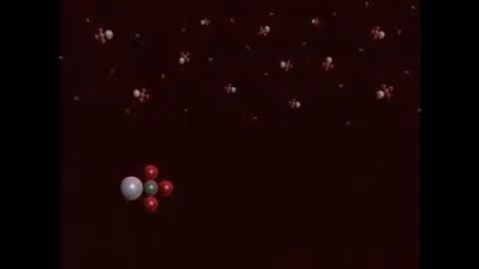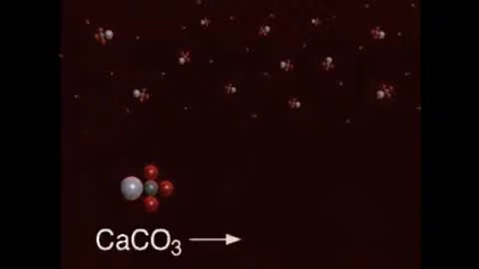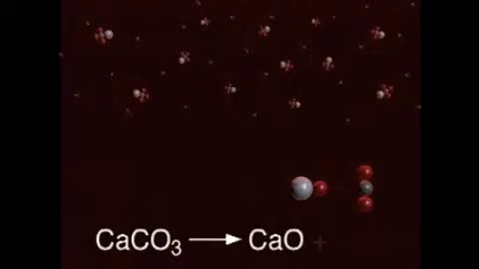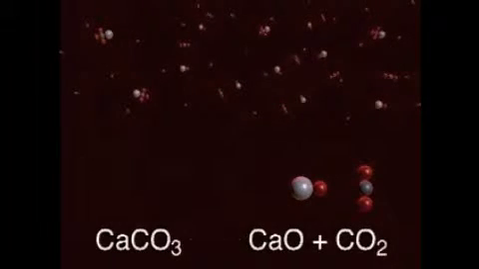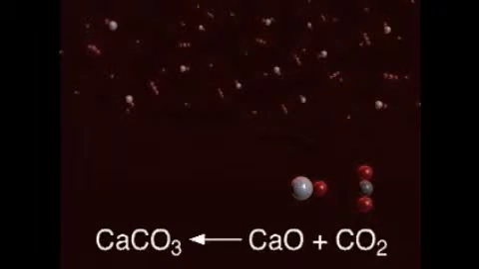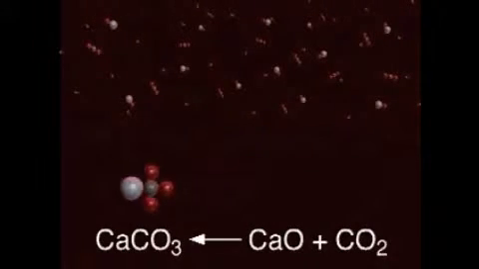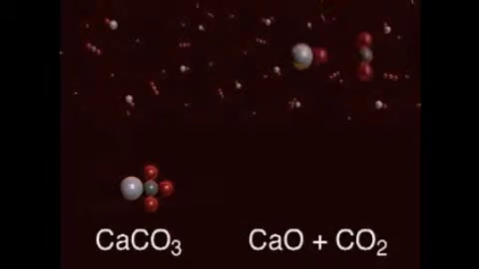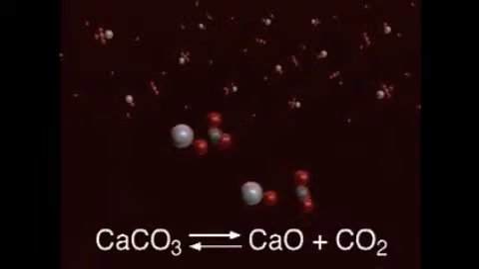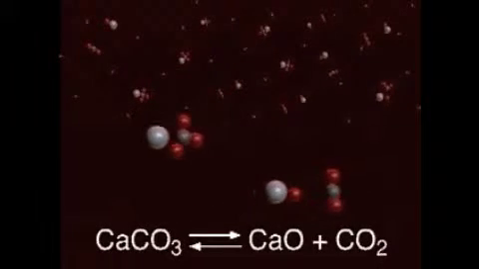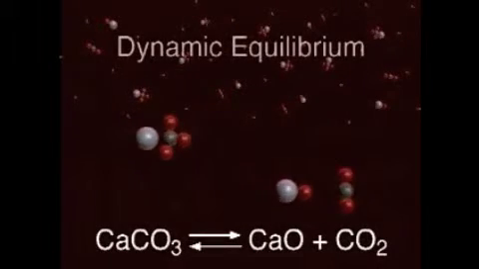When heated in a closed system, calcium carbonate will decompose to form calcium oxide and carbon dioxide. As the amounts of calcium oxide and carbon dioxide increase, a reverse reaction occurs and calcium carbonate is resynthesized. When the decomposition rate of calcium carbonate equals the synthesizing rate of calcium oxide and carbon dioxide, the system is said to be at dynamic equilibrium.